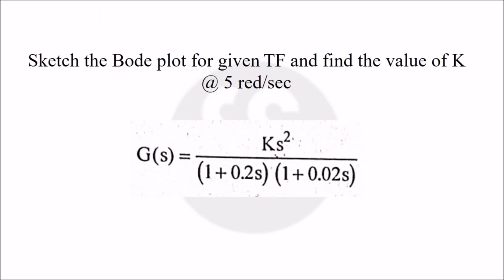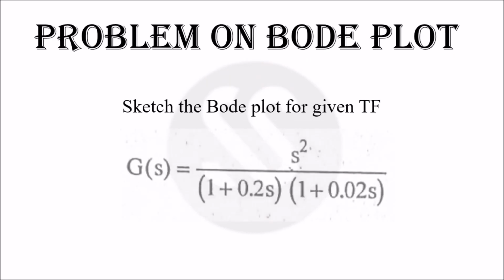Okay, let me use the previous question and do some other work. Sketch the Bode plot for a given transfer function and find the value of k at 5 radian per second. The transfer function is given by G(s) = s² / ((1 + 0.2s)(1 + 0.02s)).